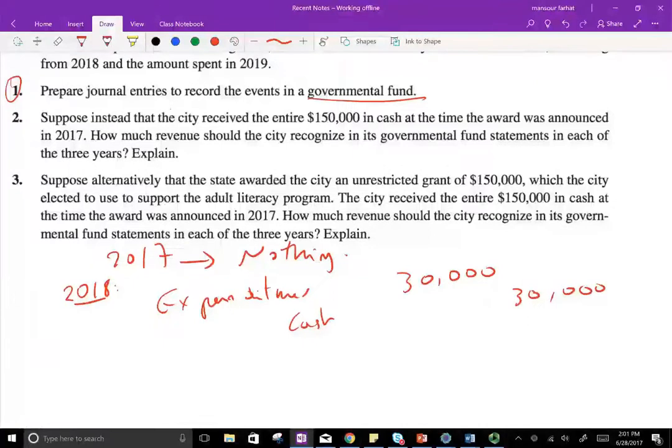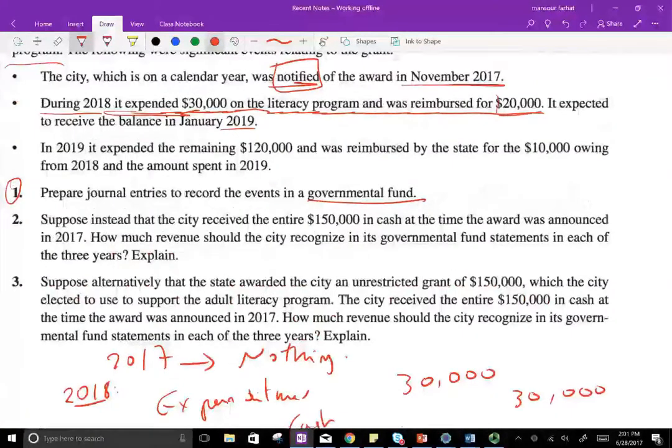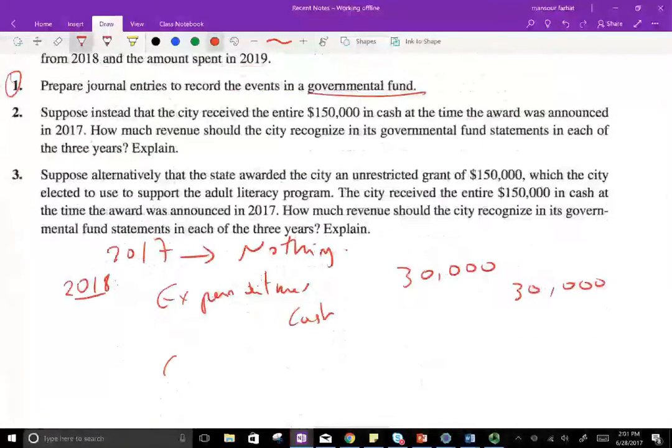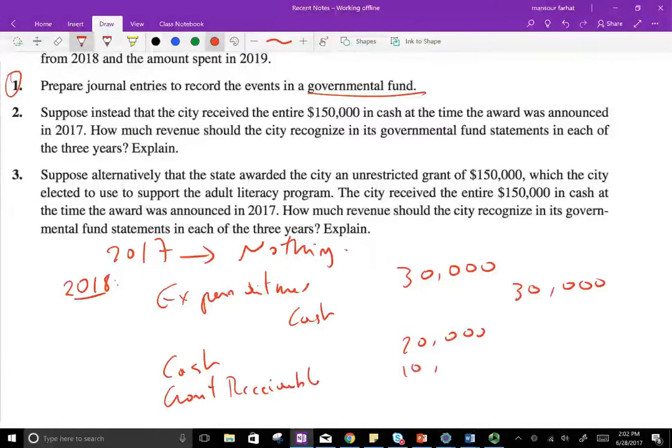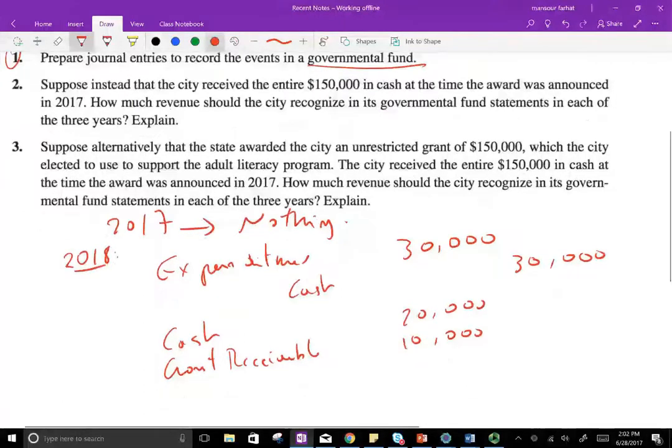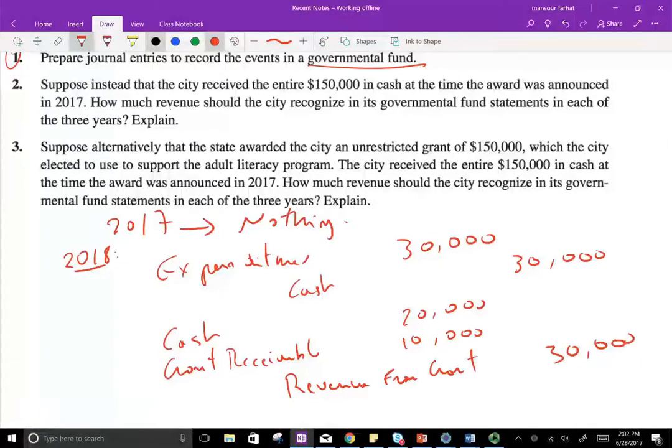Now, what do I need to do? I was reimbursed immediately for $20,000. So the state government gave me $20,000. That's good. They promised to pay me the rest in January, which is 60 days after year end. So I have a grant receivable, which I can recognize because it's within 60 days of year end. And now I recognize the revenue from the grant, $30,000.